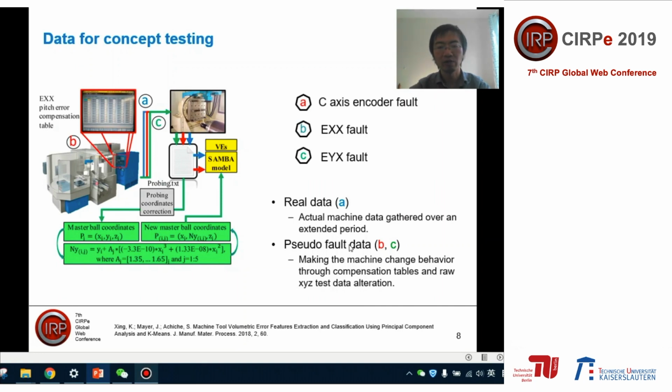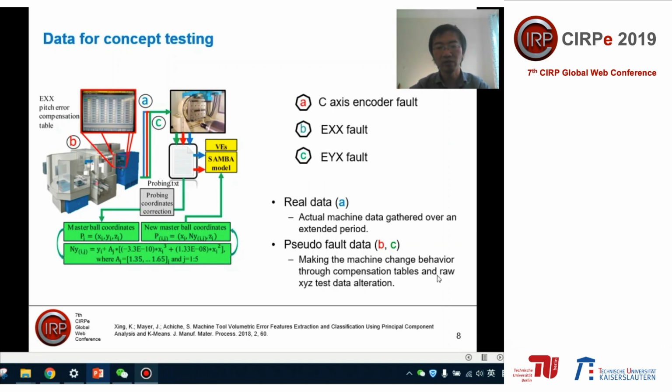In addition, we also introduce the pseudo fault. Pseudo faults contain two types. One is linear position error EXS, and another is EYX. The way to generate the two kinds of faults is using the error compensation methods. We inject the error into the compensation tables of the machine tool. Then we use the simulation method to measure the machine tool, and we get the volumetric error.